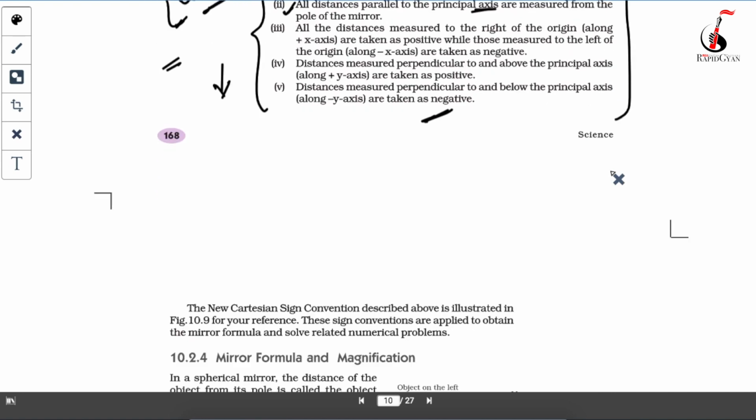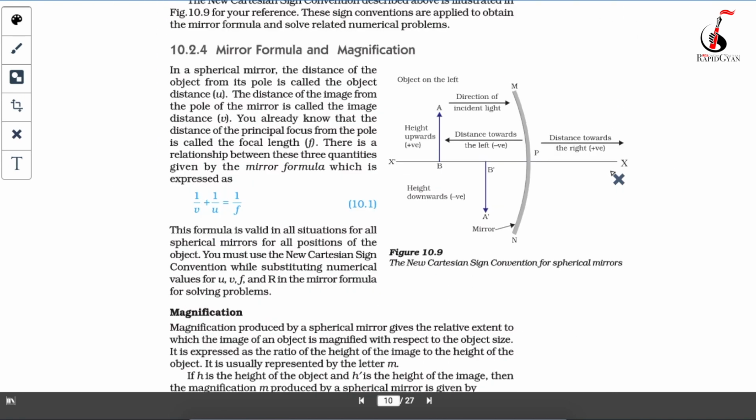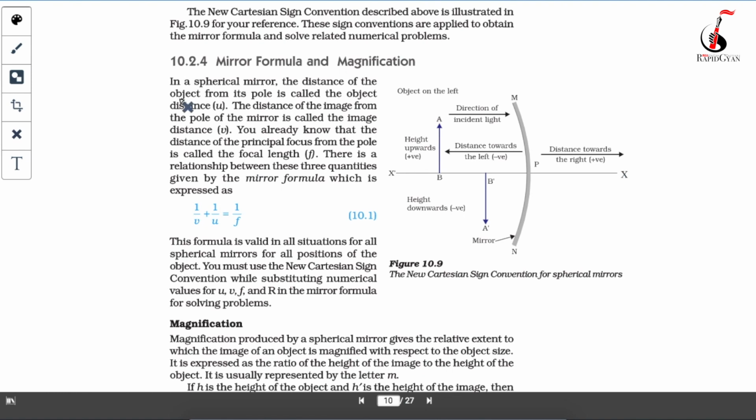Now we are going to study the mirror formula and magnification. So what is the mirror formula? The mirror formula is 1 upon v. What is v, by the way? I've just told you, v is the image distance. I will write it over here: v is your image distance. Just remember this.